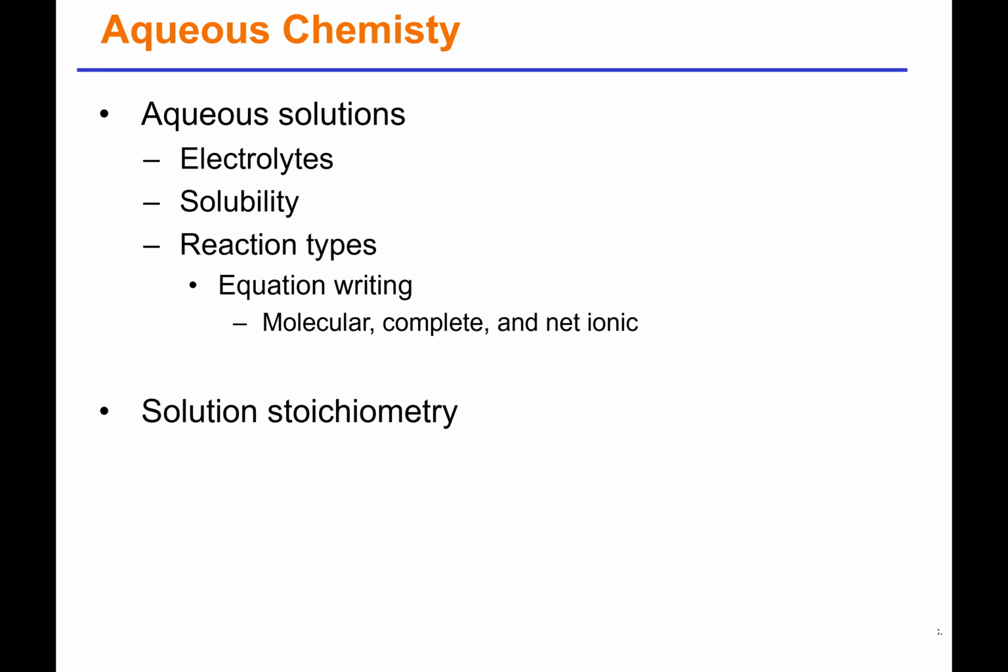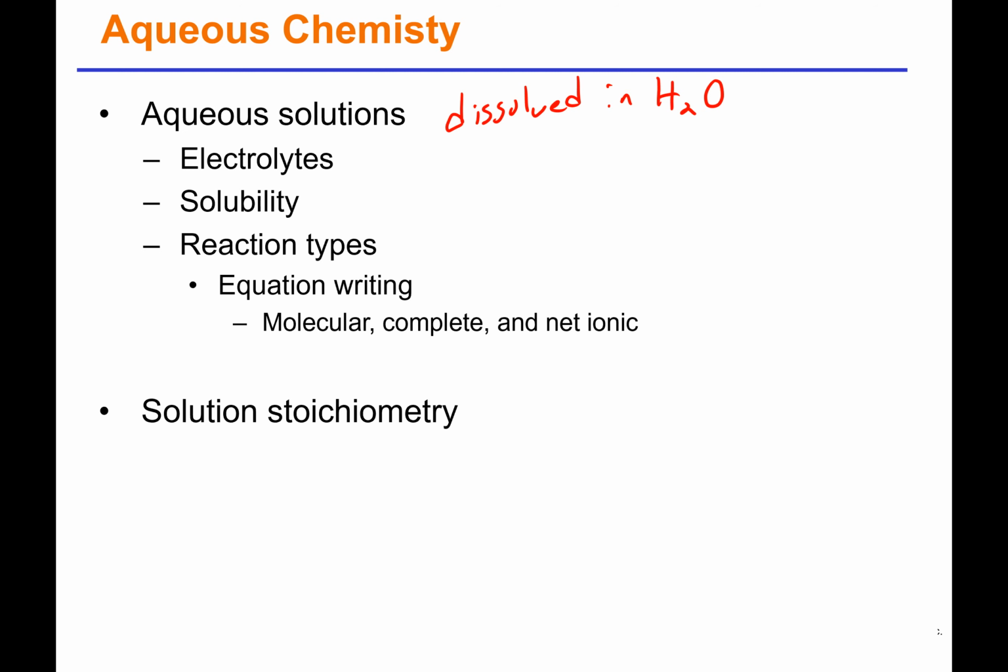In the last section, we talked about some mole conversions, so taking from mass and converting it to moles, and moles converting it to mass. In this section, we're going to talk about aqueous chemistry. So what do I mean by aqueous chemistry? Aqueous chemistry just means that the solute is being dissolved in water. In other words, the solvent is water.